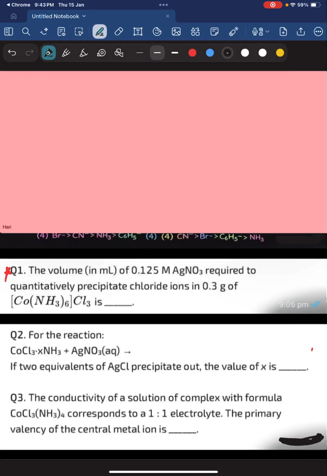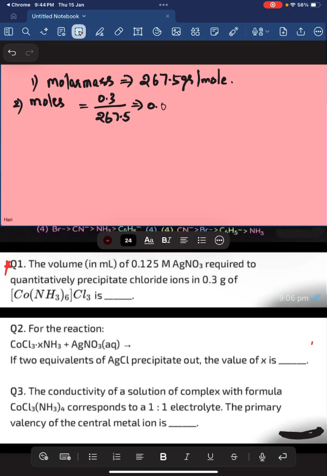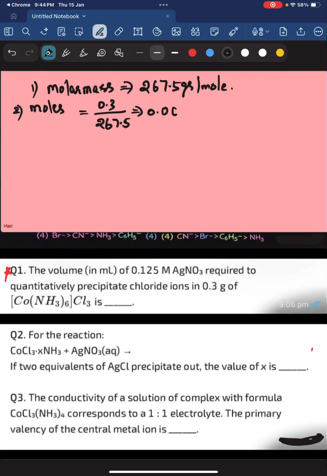See, the volume they are asking. First we have to find the molar mass of the complex. Molar mass will be, you can take Co(NH3)6Cl3, so the molecular mass of this will be 267.5 gram per mole, and moles we have to find as the second step. Moles of the complex: they have given 0.3 grams, that is the weight of the complex, and the molecular weight is 267.5 grams. If you simplify this you will get 0.00112 mole.